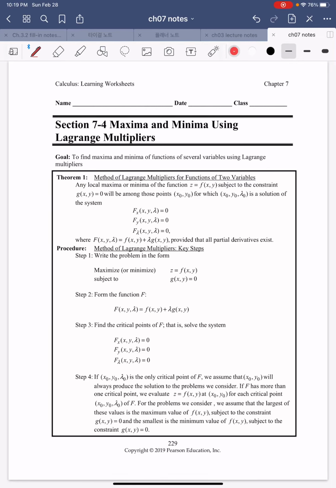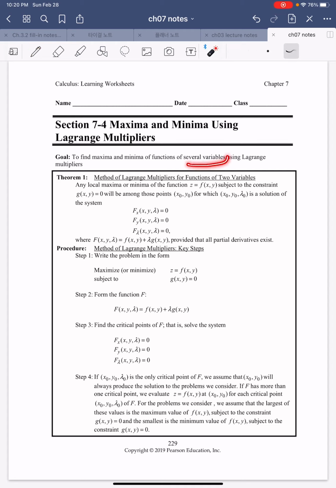In this video, we are going to go over 7.4 maxima and minima using the Lagrange multipliers. Now, this is very similar to a Math 121 concept coming from chapter 4.5 and 4.6. We have done absolute maxima and minima and optimization problems in Calc 1. Now, in chapter 7.4, we will still do maximizing and minimizing functions, but we are going to be dealing with more than just one variable.